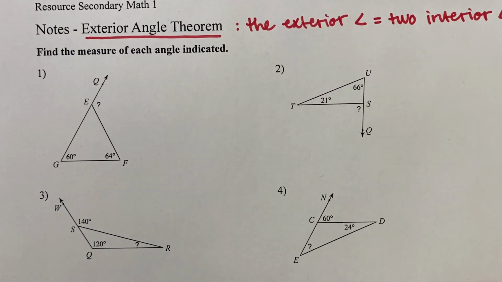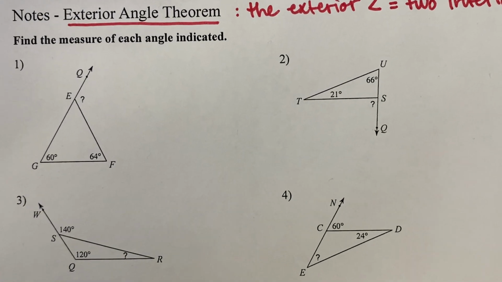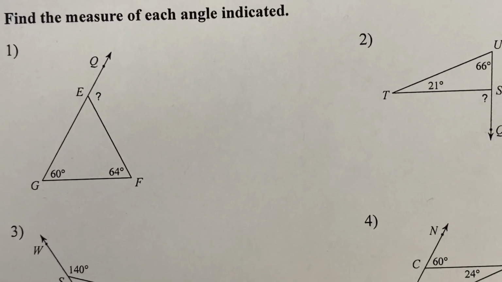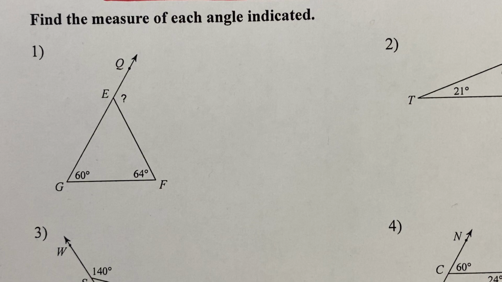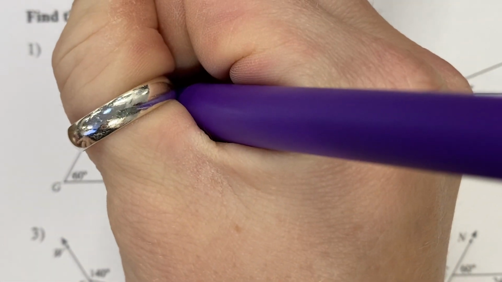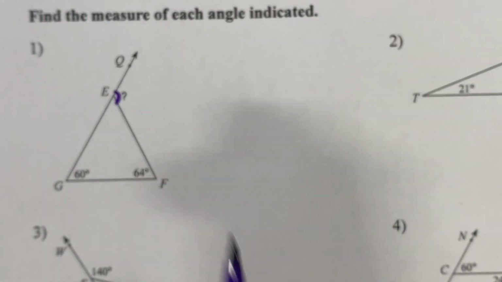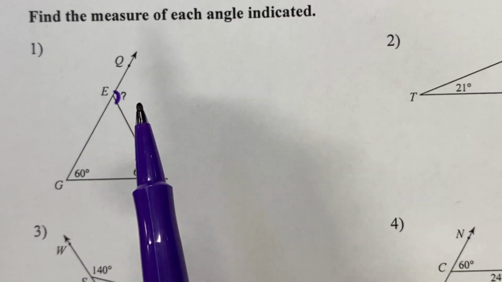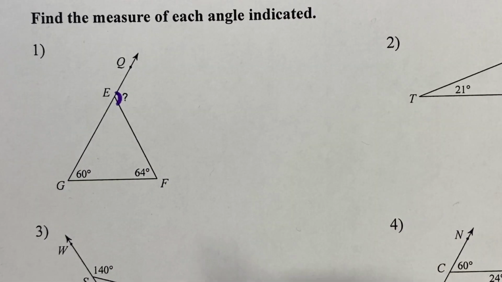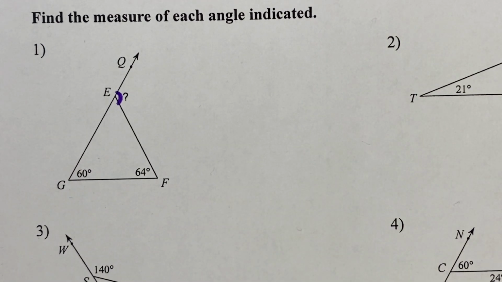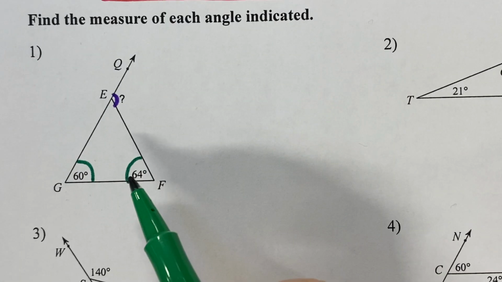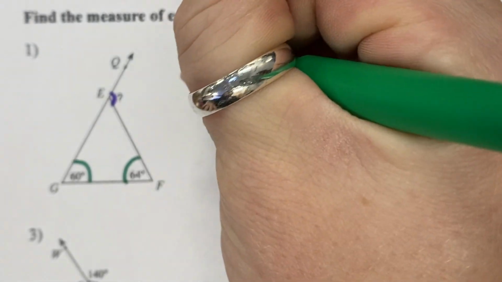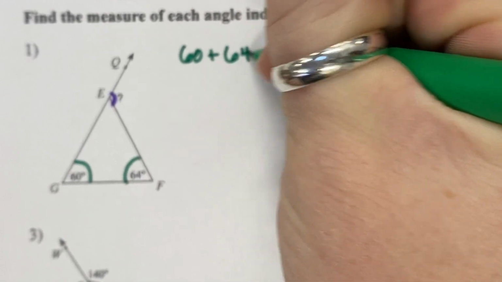If we look at number 1, let's zoom in here a little bit. First let's find our exterior angle. Our exterior angle is this one right here. Our theorem states that this one in purple is equal to these two added together. So it's equal to 60 plus 64. Let's see why that's true.